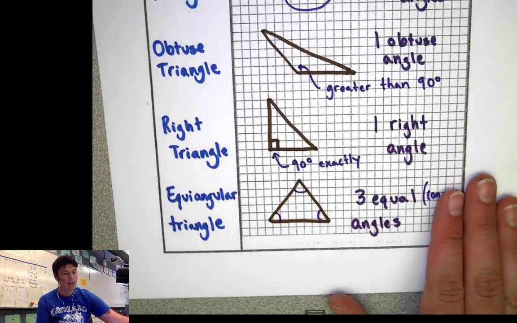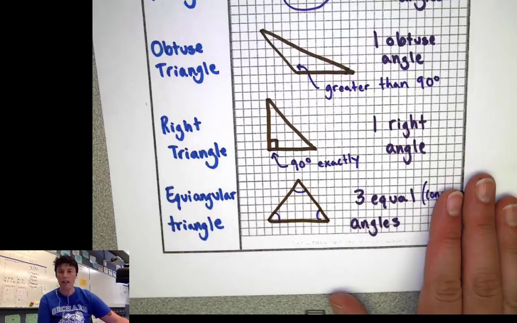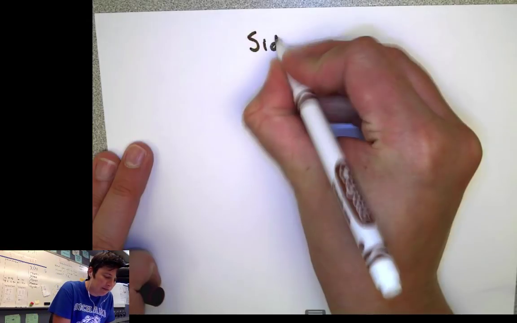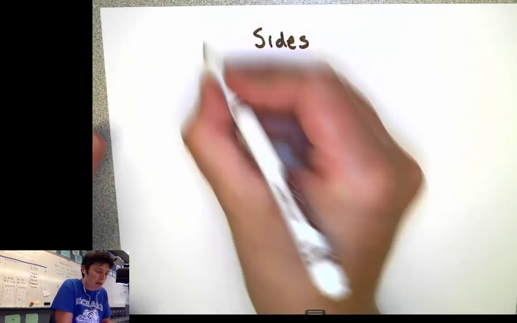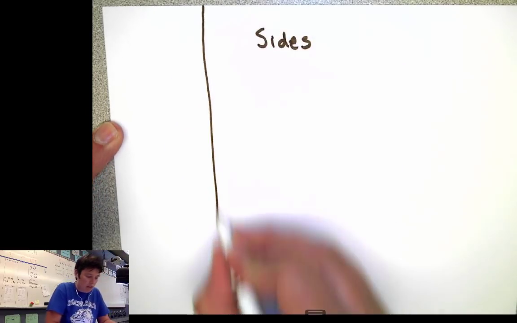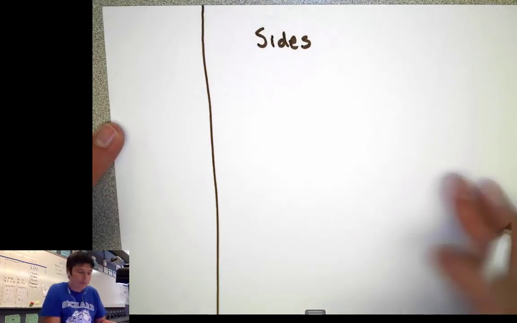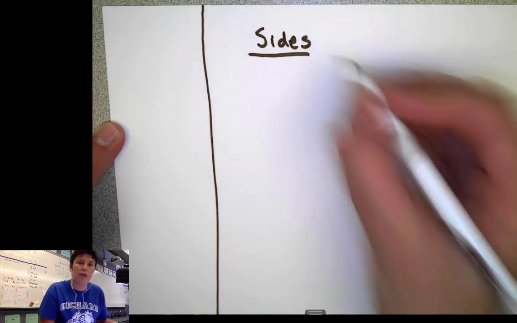Now let's talk about another way we can classify. So angles is great, but maybe we don't want to look at the angles. Maybe we want to look at using the sides. So I'm going to write sides. Now I ran out of space, so I need more room. So I'm going to make my Cornell note side over here. There we go. Let's talk about the sides of a triangle.